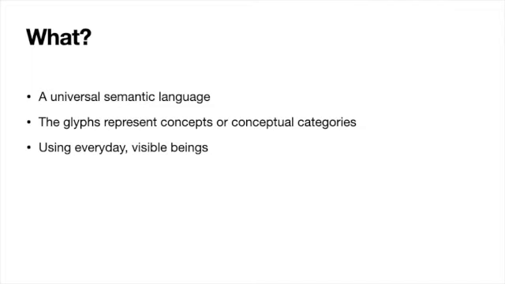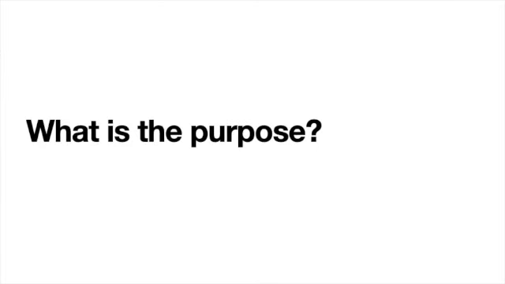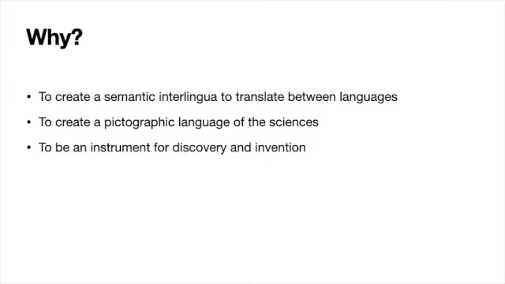The glyphs are meant to represent concepts or conceptual categories in a loose way where you don't have to think about it too much. And they do it by using everyday, visible things that you can see, rather than abstract notation. Why would you do this? To create a semantic interlingua to translate between languages. That means that you should be able to use the glyphs to translate from French to Japanese.